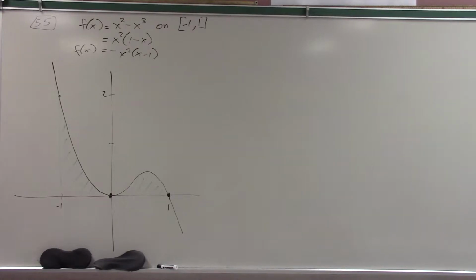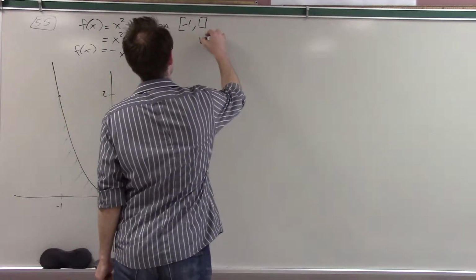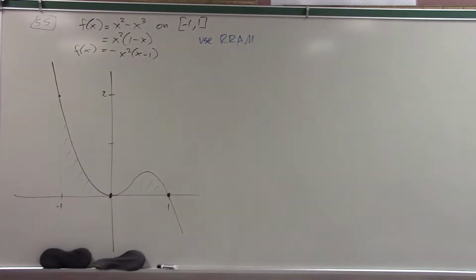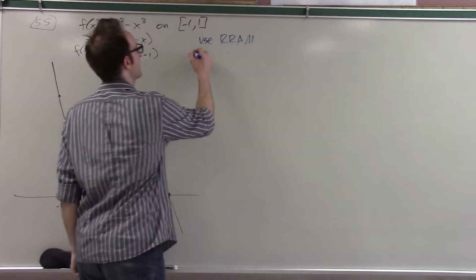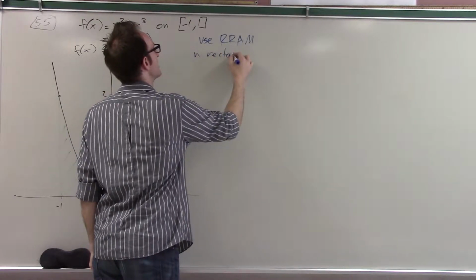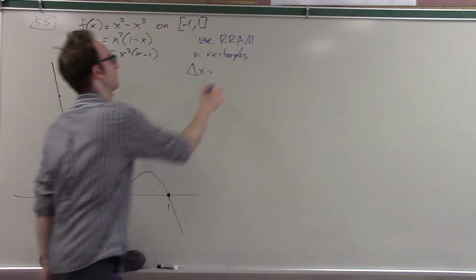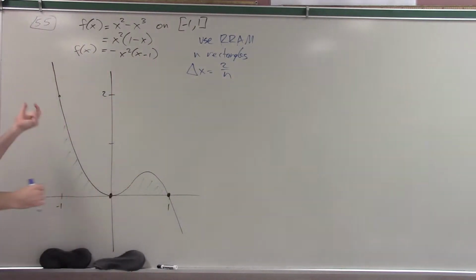Just ballpark. Okay, so we have an option of dividing it up into rectangles using either LRAM or RRAM. I recommended last class that we just always use RRAM because, for a technical reason, the algebra turns out easier, because the ith rectangle is such that you've moved over i times by the width. And okay, what is the width? If we're going to use n rectangles, then what is delta x, the width of each rectangle? 2 over n. Yeah, the whole interval is width 2, so each one is width 2 over n.